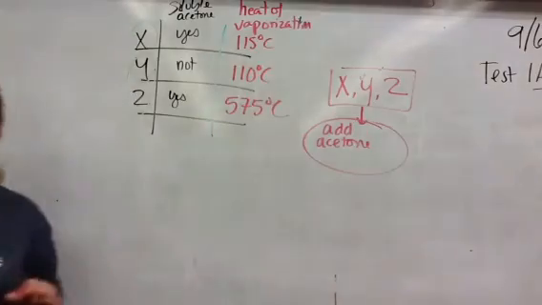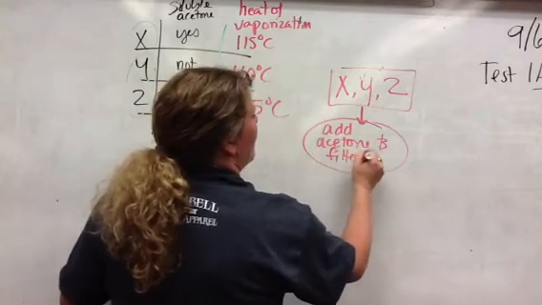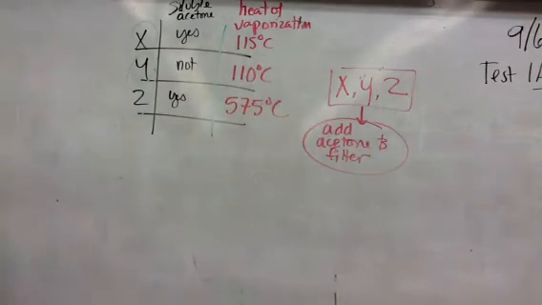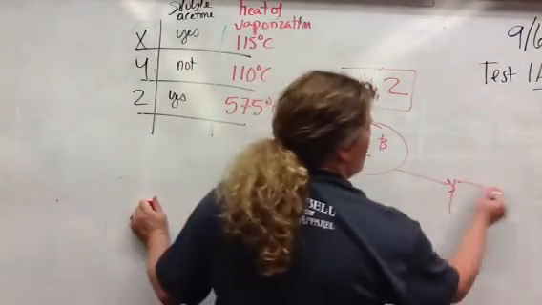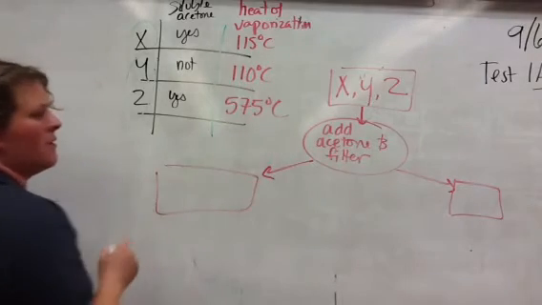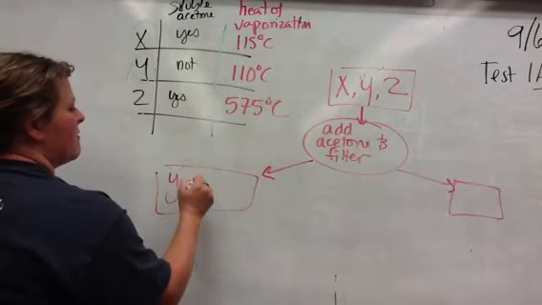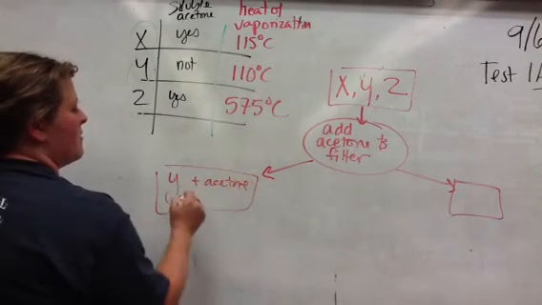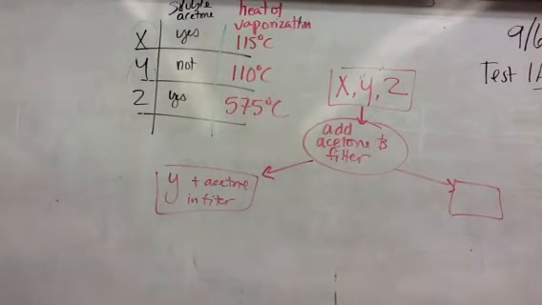acetone. Add acetone and filter. Okay? After that, what will you end up with? Okay, you're going to end up with Y and acetone in the filter. You're not going to end up with just Y. It'll be soaked in acetone. What else will you end up with in a beaker someplace? X and Z. X and Z in what? Acetone. In acetone.